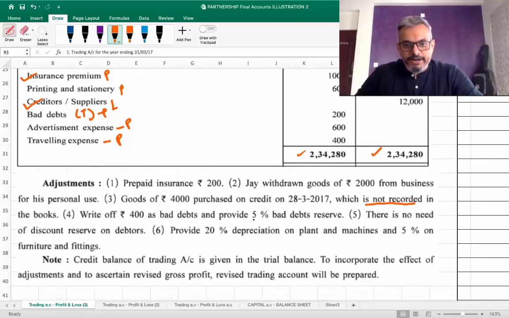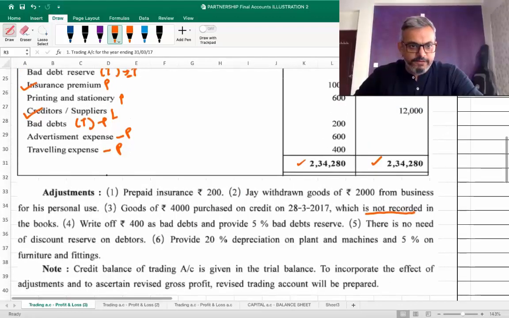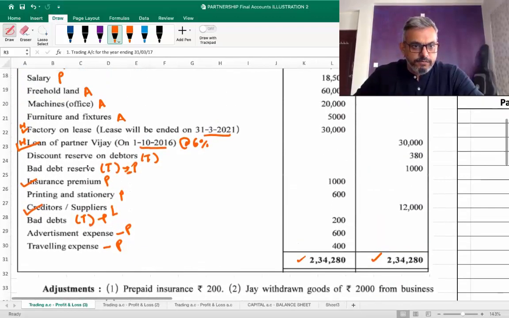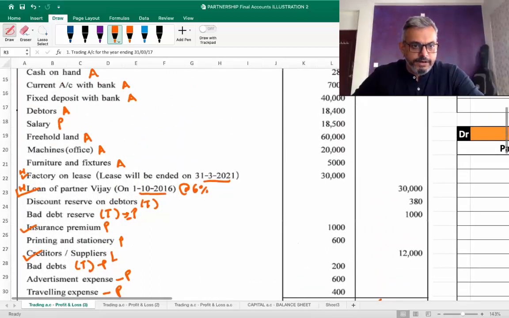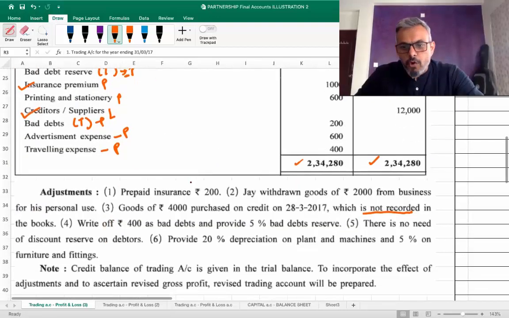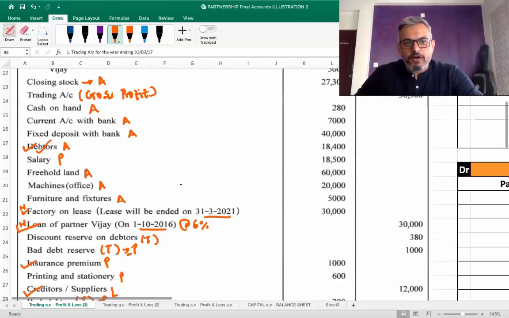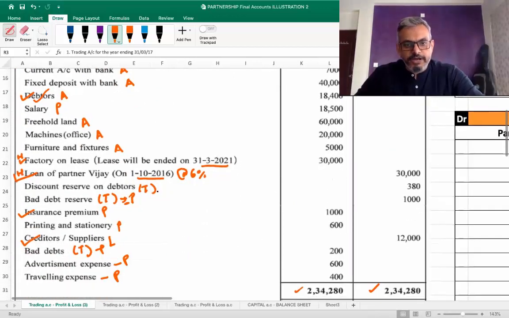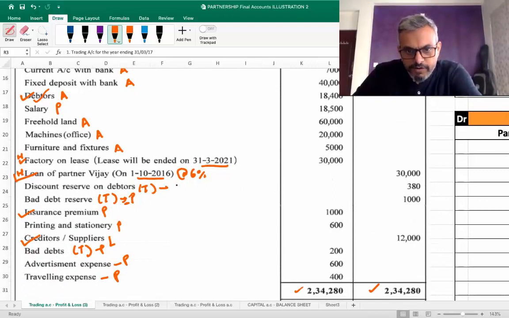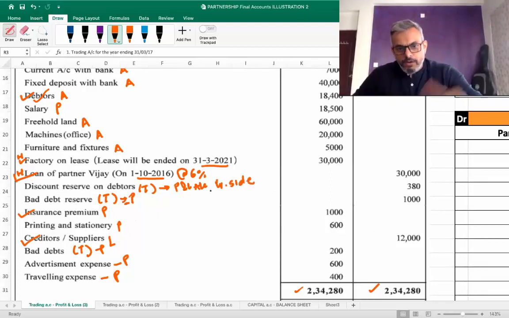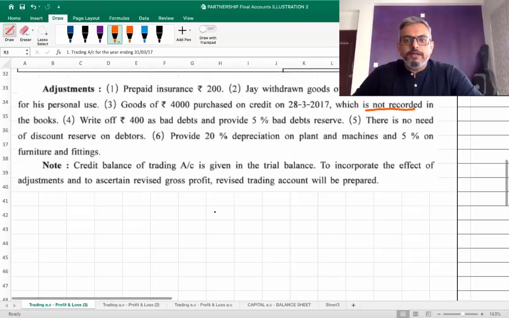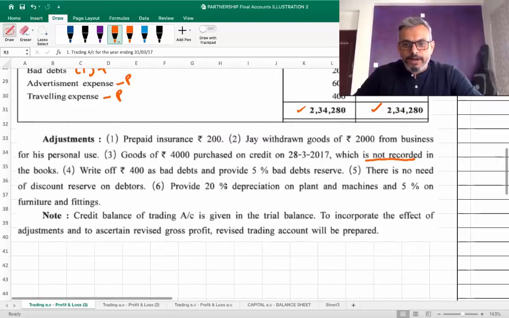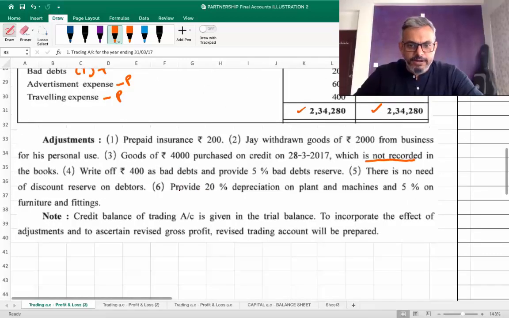Write off 400 as bad debt and 5% bad debt reserve. So we will make the format for debtors. Tick debtors. Then there is no need of discount reserve on debtors, so it will be transferred to the profit and loss account on the credit side. Now I'll explain when we go to this transaction. Then provide 20% depreciation on plant and machinery, 5% on furniture and fittings.